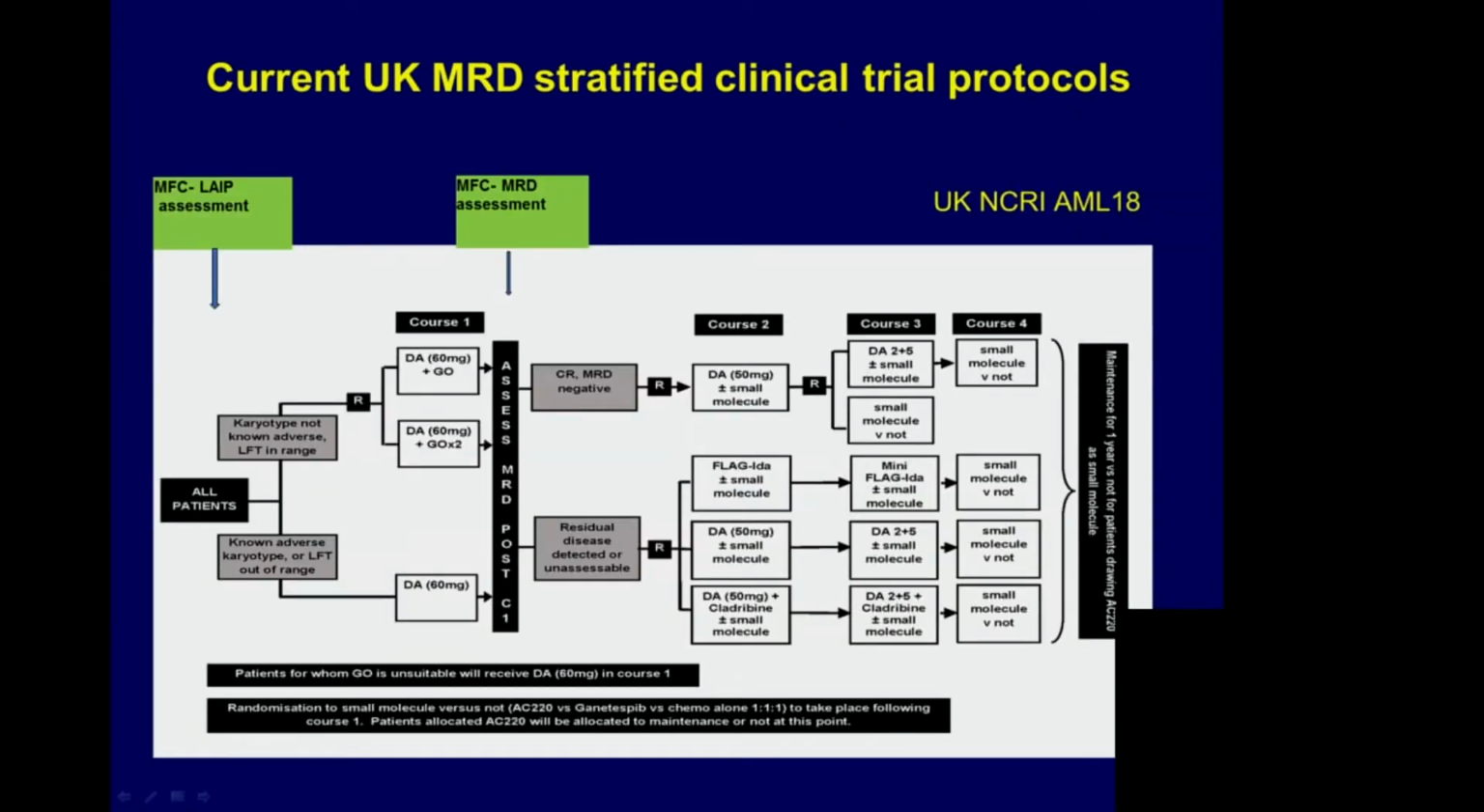Similarly, this is the AML-18 study for older adults, and in this group only a small number of patients have molecular MRD targets. So these patients are all assessed by flow MRD with an assessment at diagnosis and then an MRD assessment at a post-course 1 time point. And based on these results, patients are either directed down this arm, which is for patients who are MRD negative, or the bottom arm here for patients who are MRD positive, which involves intensifying therapy and addition of a small molecule, and ultimately referred for transplant if the patient's suitable.